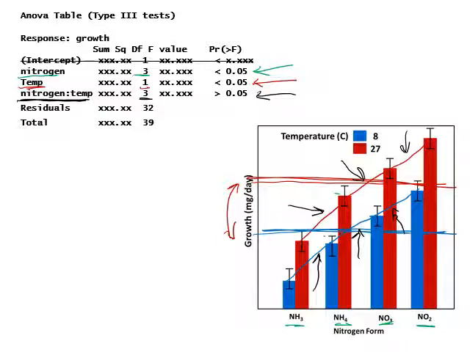So on this table, you would reject the null hypothesis that nitrogen has no effect on growth. You would reject the null hypothesis that temperature has no effect on growth, but you would fail to reject the null hypothesis that there is no interaction between the effect of nitrogen and the effect of temperature. There does not appear to be a significant interaction there.